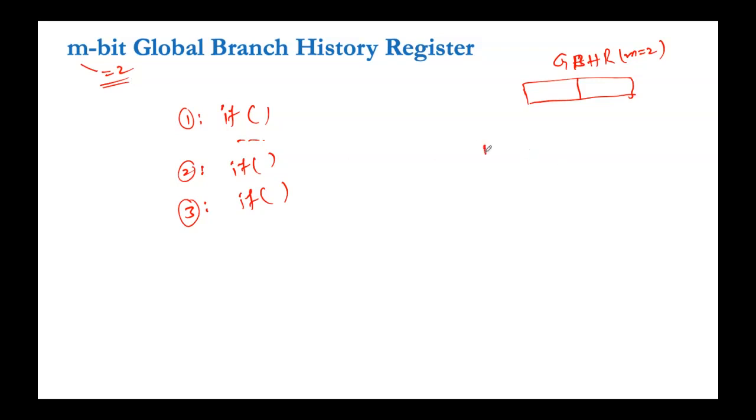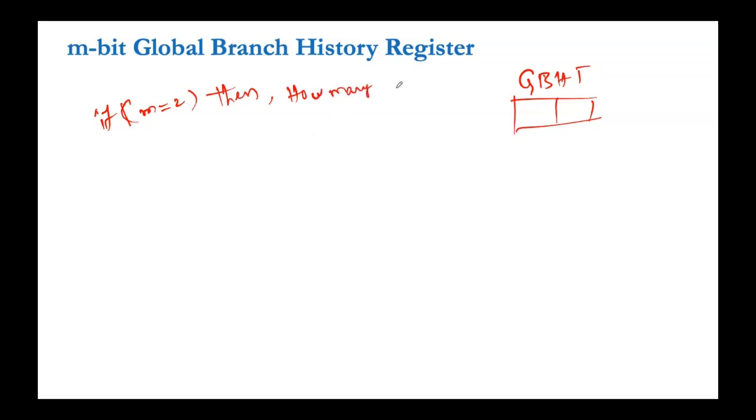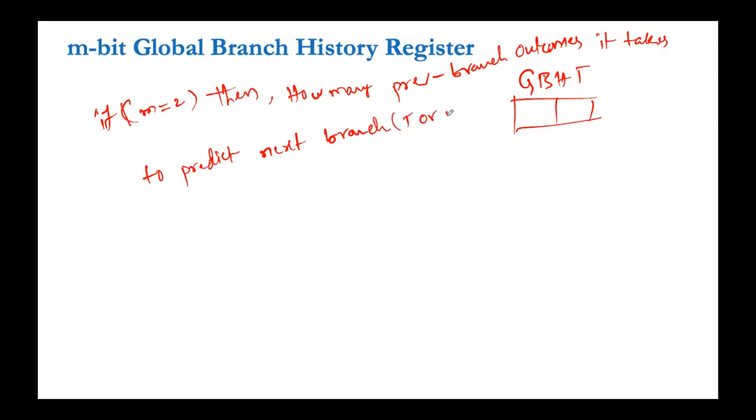I'll just write the question. If the global branch history table is supposed to be M equal to 2, then how many previous branch outcomes does it take to predict the next branch, whether it will be taken or not taken?